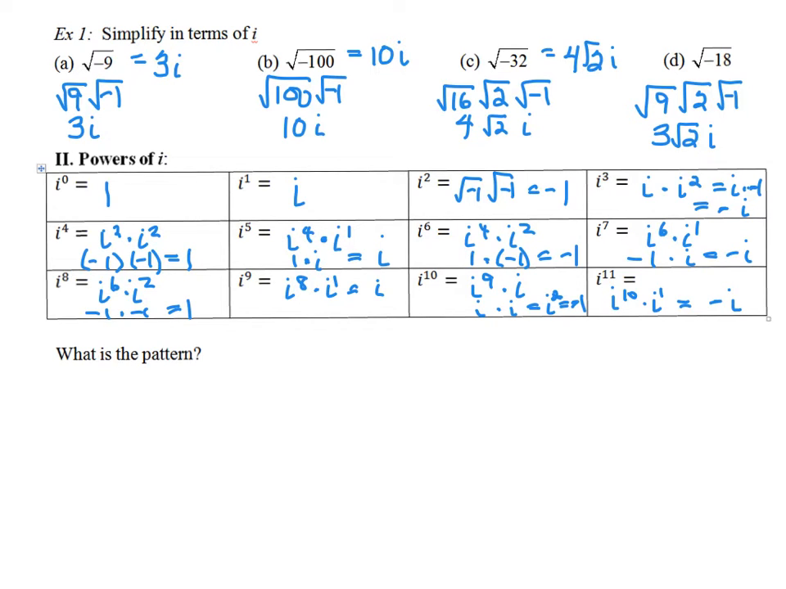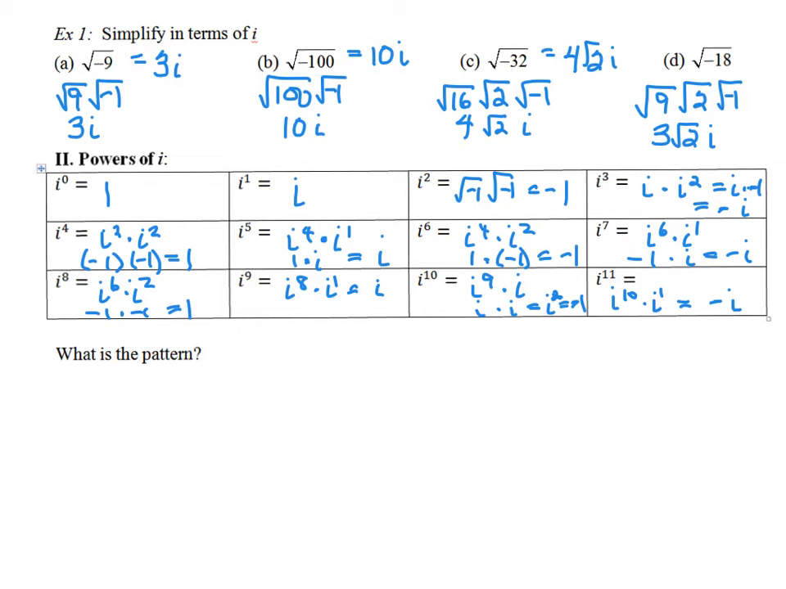So if we take a look at this, hopefully you're recognizing that there's a pattern. These answers keep repeating. If you look closely, you see that there are actually 4 possible answers: 1, i, negative 1, and negative i. So the pattern is that the answers repeat in the pattern of 1, i, negative 1, and negative i.